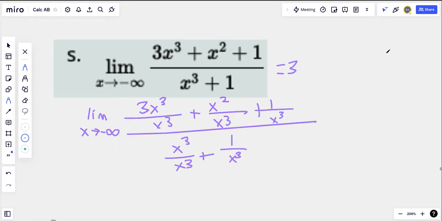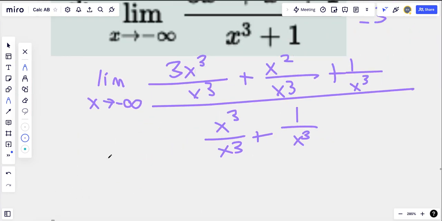So now let's just simplify this. And when we simplify this, we're just left with 3 over 1. Since this is 0, this is 0, this is 0, this is 1, this is 3. So you're left with 3 over 1, so it's 3.